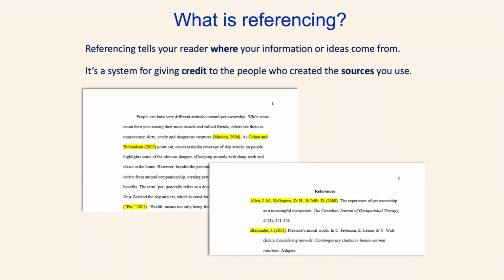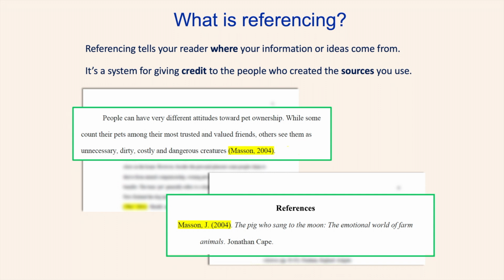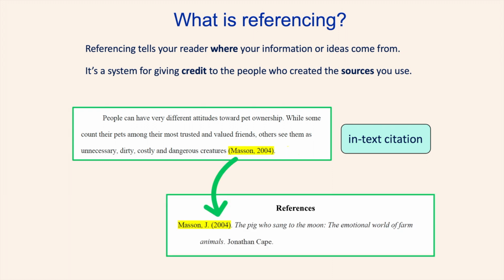There are two parts to every reference. One appears inside your text, and the other appears at the end of your work in the reference list. The information included in your writing is called an in-text citation. The in-text citation helps the reader to find the source in the reference list. The information in the reference list is called a reference.